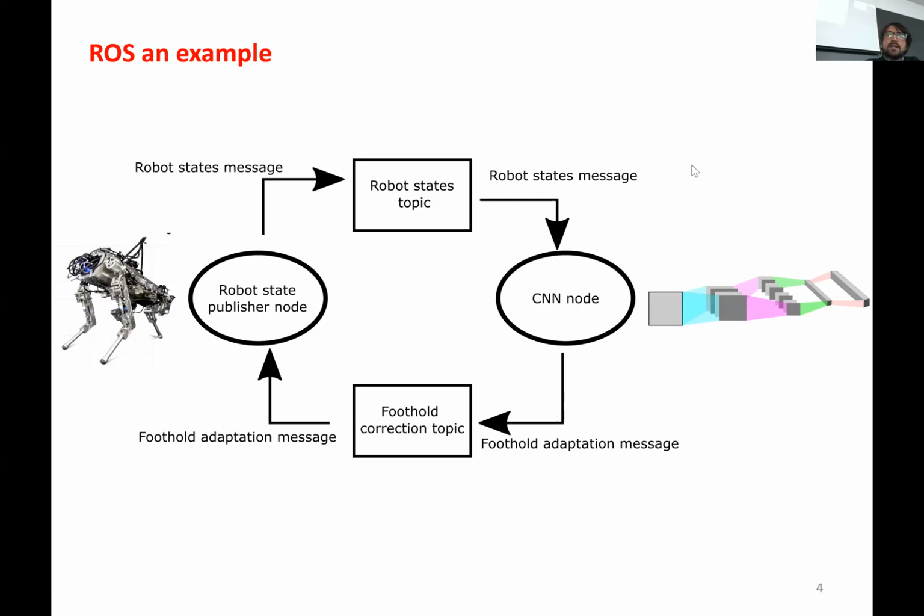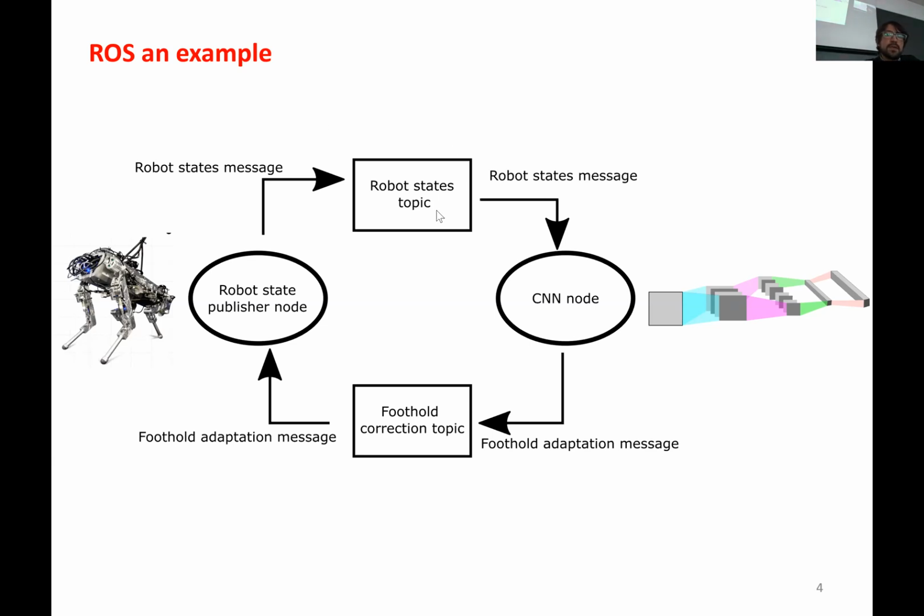Okay, so the idea is that our robot IQ has different nodes. The one that we're interested in is the robot state publisher node. This is basically a node that gets the data from the process that is computing the states of the robot. For example, we have a state estimator that gives us the X, Y, Z position in space of the robot, and then the roll and pitch angles and the Euler rates. So we send this to a topic called robot states.